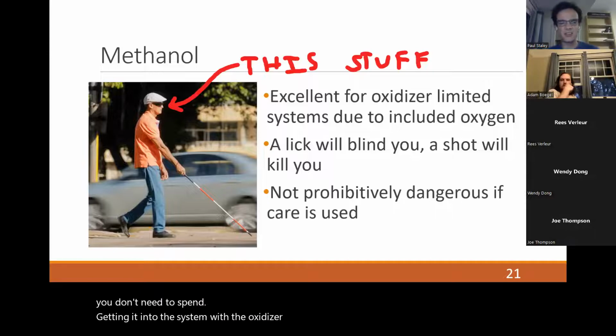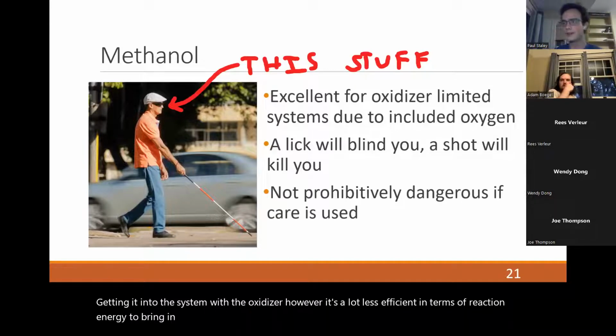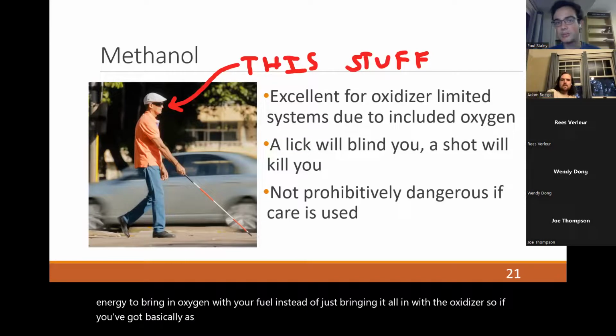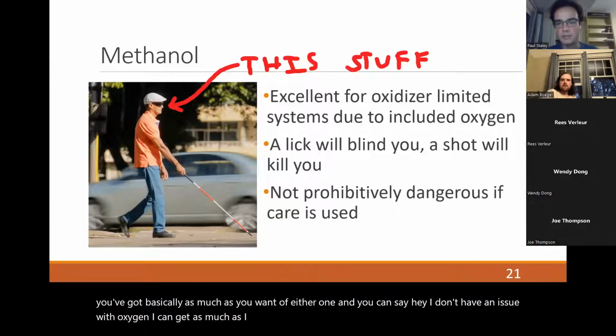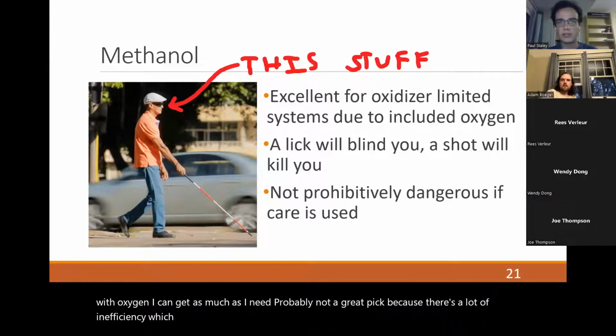However, it's a lot less efficient in terms of reaction energy to bring in oxygen with your fuel instead of just bringing it all in with the oxidizer. So if you've got basically as much as you want of either one, and you can say, hey, I don't have an issue with oxygen, I can get as much as I need, probably not a great pick, because there's a lot of inefficiency which comes hand in hand with having that extra oxygen in its molecule instead of in the oxidizer you're using.